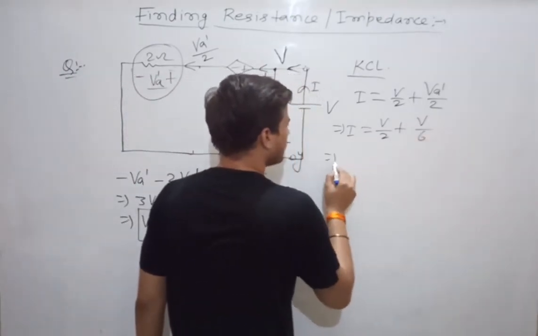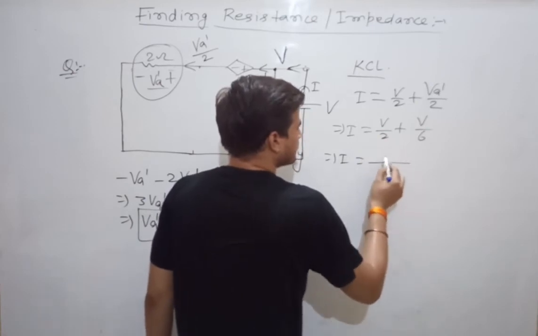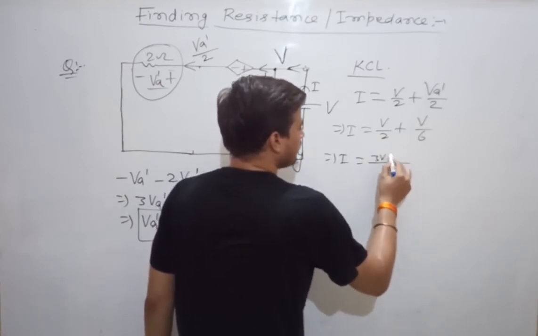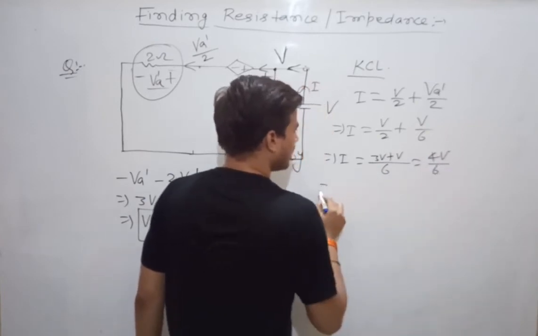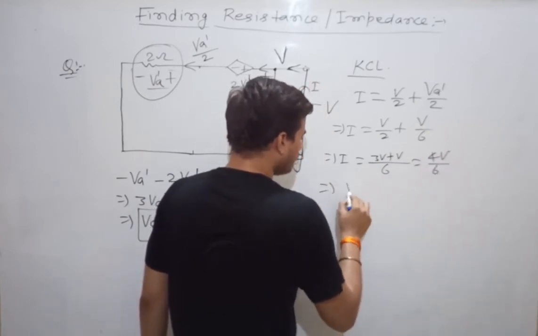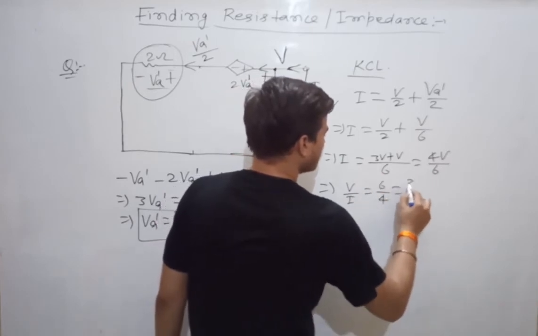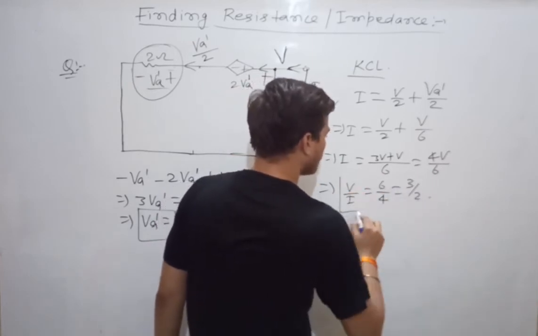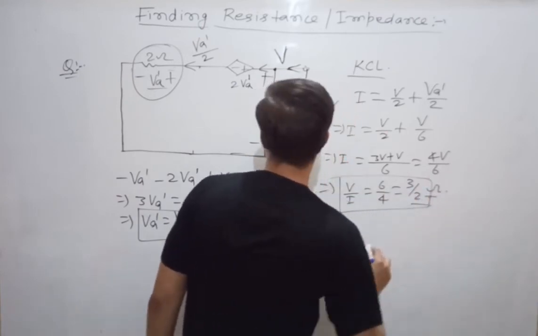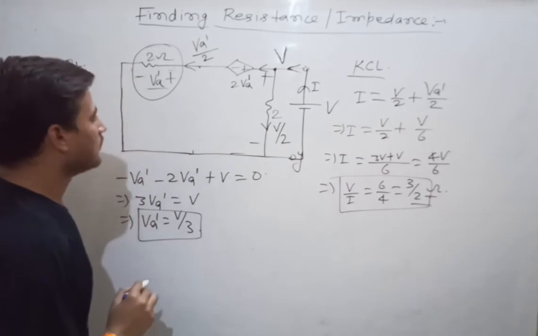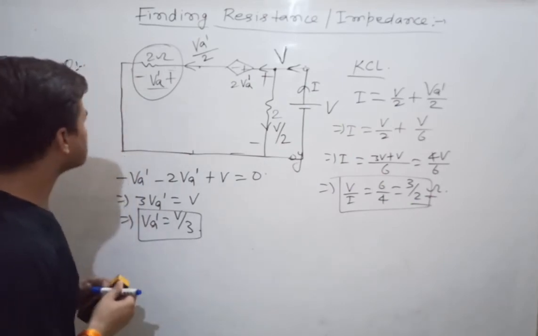From here I is equal to (3V plus V) by 6, that means 4V by 6. That means V by I will be equal to 6 by 4, that means 3 by 2, that means 1.5 ohm. That means 1.5 ohm will be the correct answer. Clear?